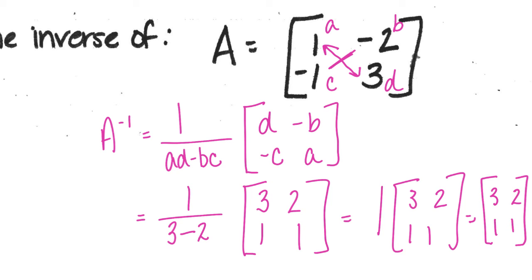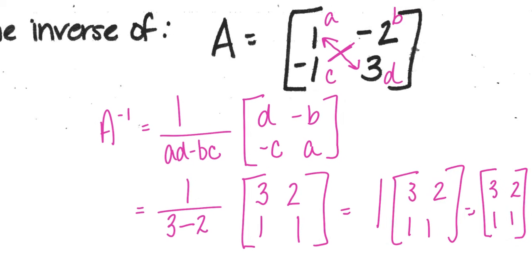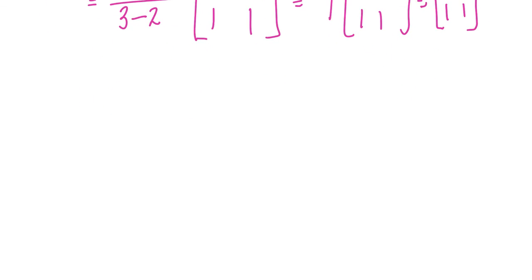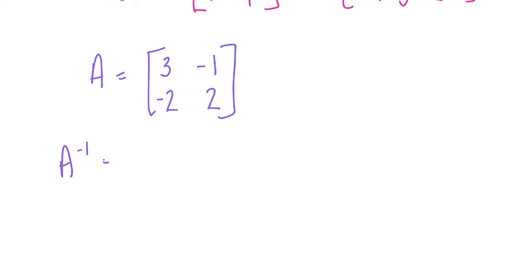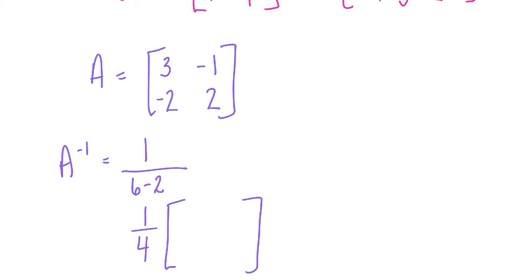All right, we're going to look at one more because none of these are really being helpful in finding the inverse because that one was just 1. So let's find a funnier answer, and we'll work with this. Let's say A is equal to 3, negative 1, negative 2, 2. The inverse, we're going to take 1 over 6 minus 2, so that's 1/4. And I'm going to use scalar multiplication. I'm going to switch the 2 and the 3. And I'm going to switch the signs of the 1, negative 1 and negative 2.